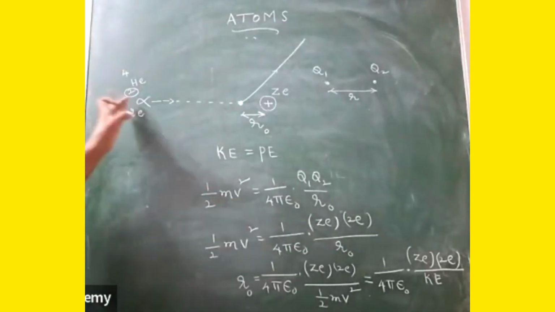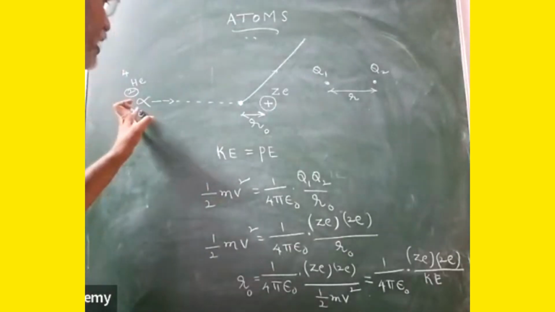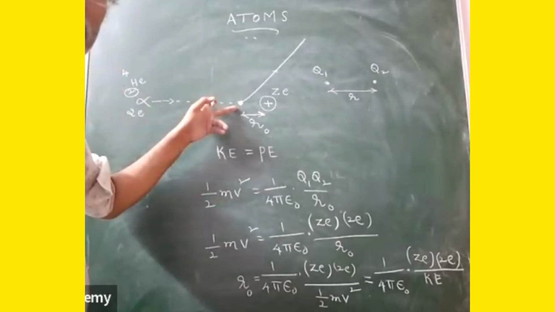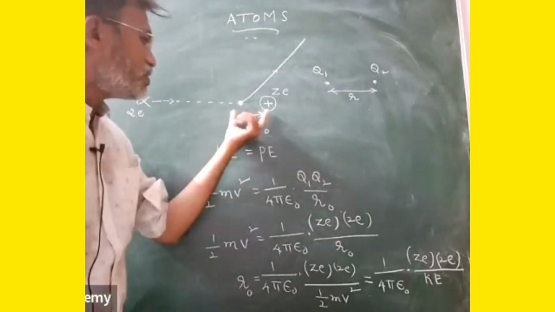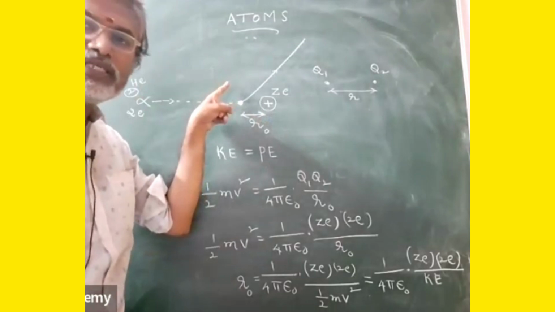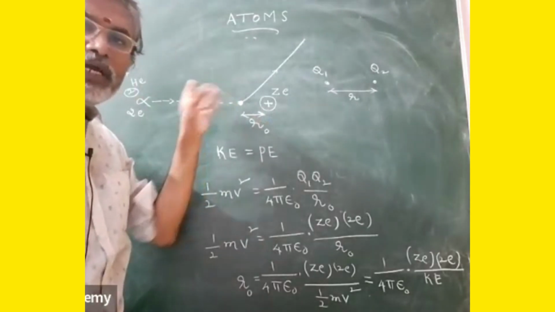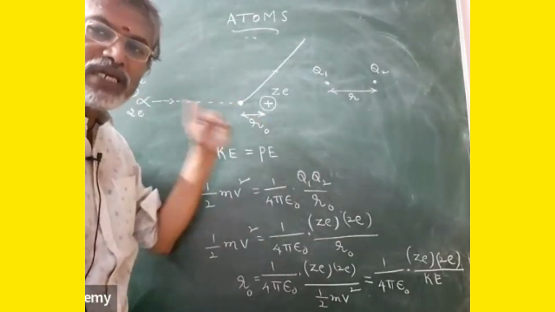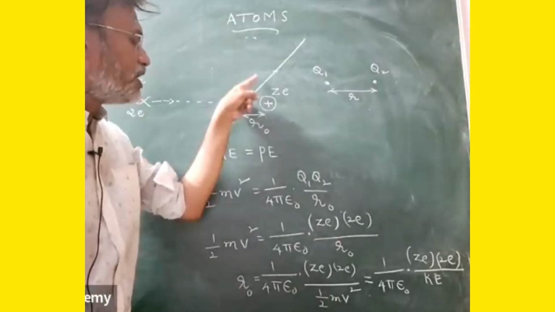I'm repeating this. This is the alpha particle, and this alpha particle is moving very near to the charged nucleus. Then when it goes very near to the charged nucleus, it deviates from its path. Deviation means what we consider here? Deviation is nothing but it moves away from its original direction.